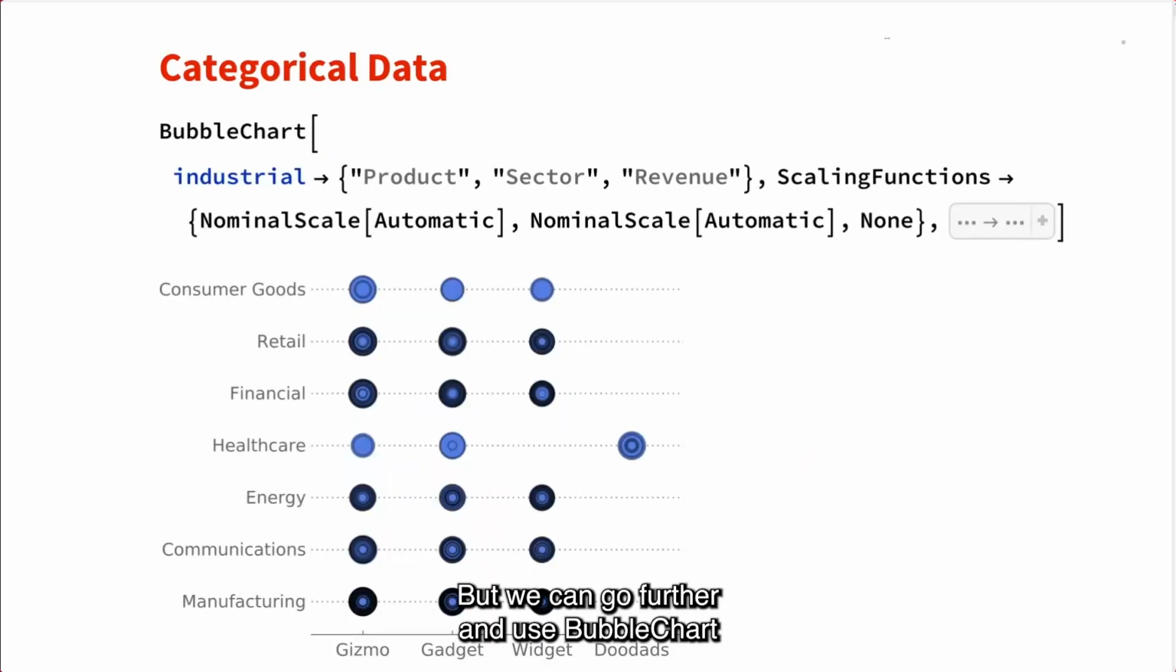But we can go further and use a bubble chart to encode 2 categorical positions and 1 numeric position with our industrial data. And this is what that looks like. While we were doing this implicitly in the pie chart and bar chart, here we are specifying how to interpret the encoding using scaling functions. So we have products along the x-axis and sectors along the y-axis. And the sizes of the bubbles show the revenue.